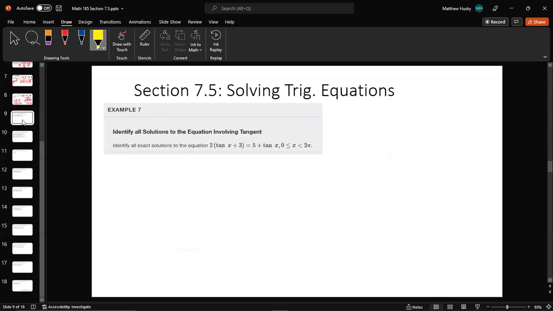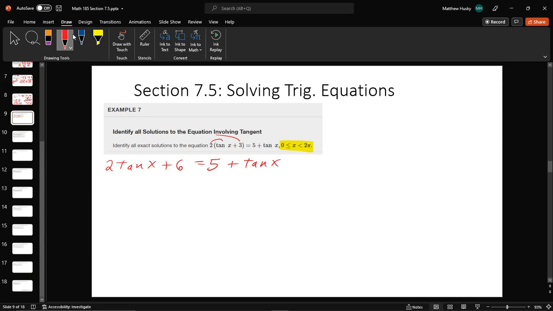What else do we have going on here? They say find all exact solutions to the equation 2 times the quantity tangent x plus 3 equals 5 plus tangent x. And yet again, we are limited to just 0 to 2 pi. Here's what I'm going to do. You notice I'm multiplying by 2 here. Let's do the distributive property, shall we? 2 times tangent x plus 6 equals 5 plus tangent x.